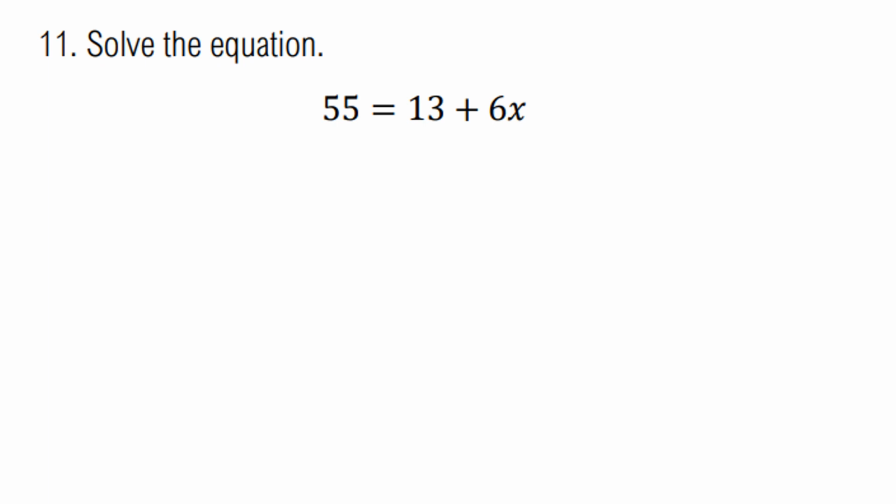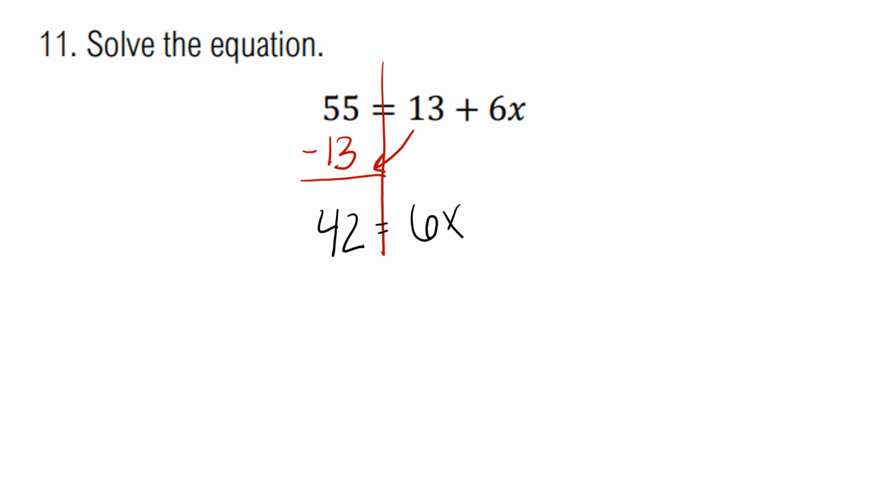Number 11, solve the equation 55 equals 13 plus 6x. We start by combining our like terms. 55 and 13 are on opposite sides, so we do the opposite operation. Instead of 13, we do the opposite. We would do a minus 13, and we move that number away from that variable x. 55 minus 13 would give us an answer of 42.